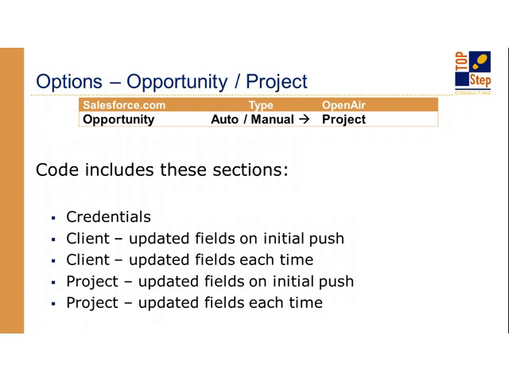I don't always recommend it. It's the kind of thing that we would talk through because you just want to be sure that anyone who is doing that has permission to do that. But it's another possibility. And then client data on the initial push and each time, and project data on the initial push and each time. The other thing that I didn't put here but is also included is if you're updating tasks from opportunity products or budgets from opportunity products, that's also defined here.